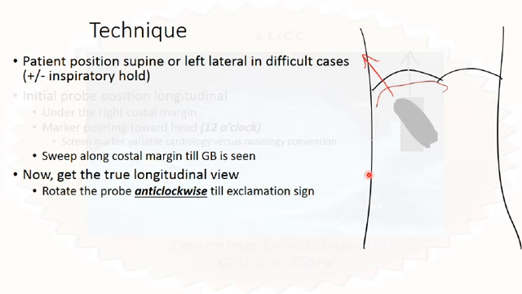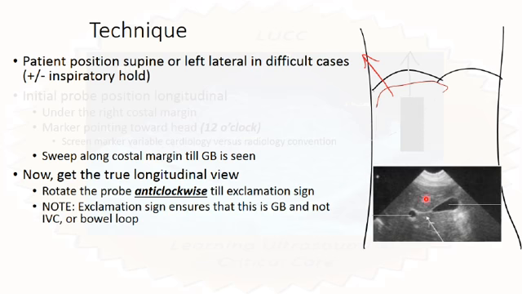Okay, and what this will do is it will give you the exclamation mark sign with the gallbladder, the main lobar fissure of the liver, and the portal triad. You should always get the exclamation mark, because otherwise there are other anechoic structures along this area, including the inferior vena cava or a loop of bowel. Okay, so always endeavor to get this exclamation mark.